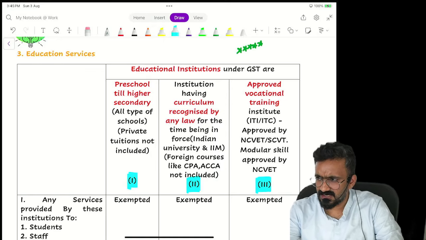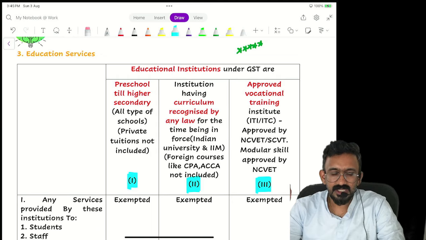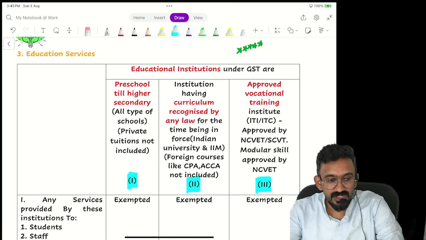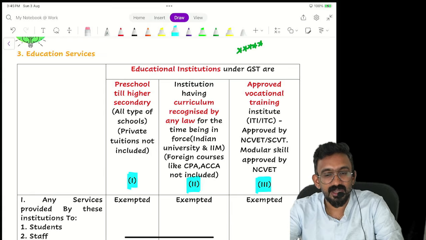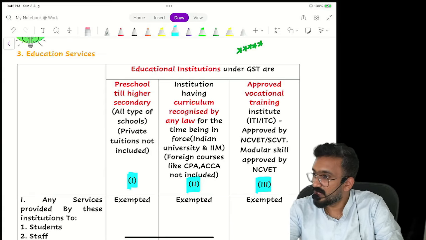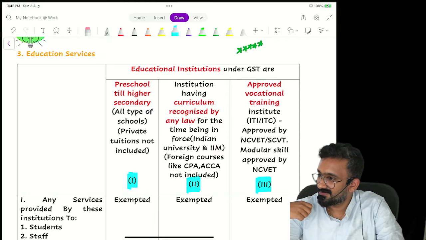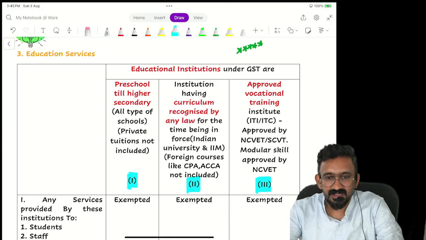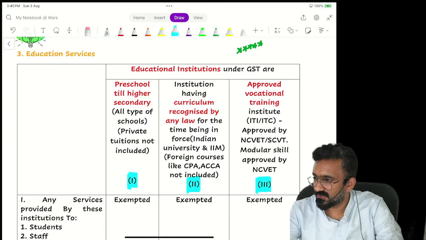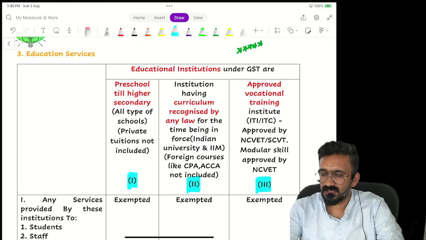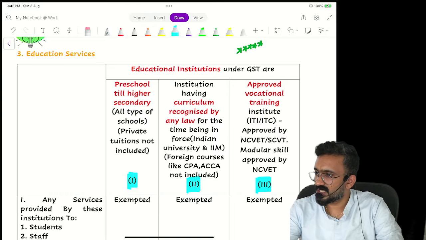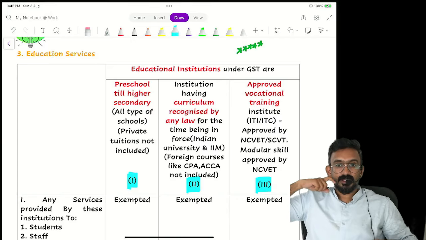Third one, approved vocational training institution like ITI, ITC. Last exam they asked this. Approved by NCVT, National Council for Vocational Training, or State Council for Vocational Training. There are diploma courses. After 10th, if you directly want to get into carpentry, lift technician, mechanic, etc., you can go for an ITI, get trained and get into a job immediately. That is also considered an educational institution. Only 3 categories. How do you remember? First, school. Second, university, colleges, etc. Third, ITI, ITC, etc. diploma courses.